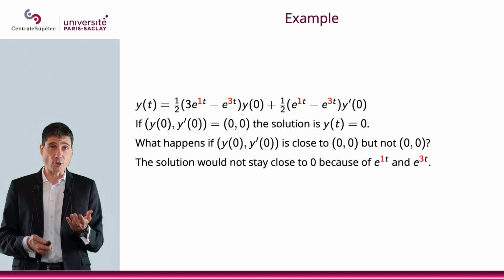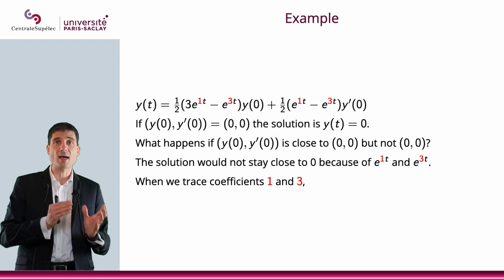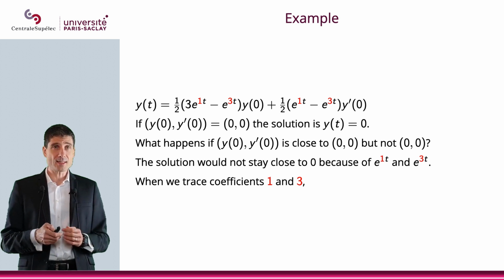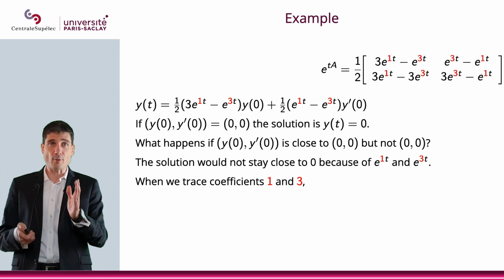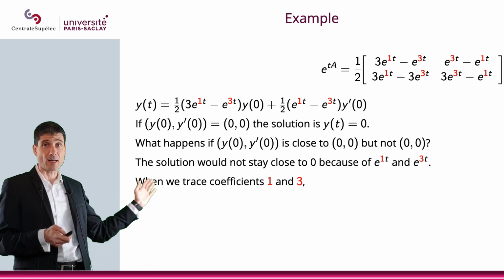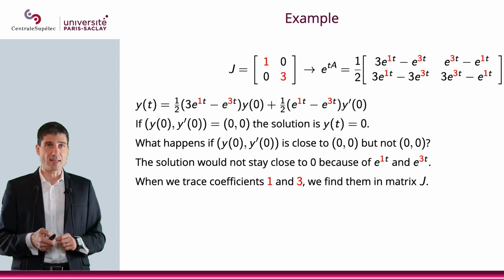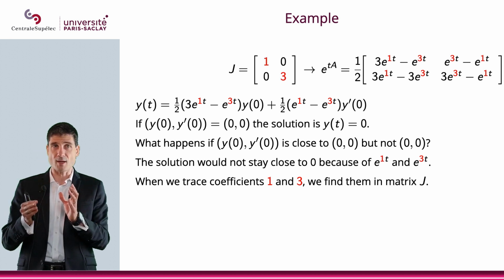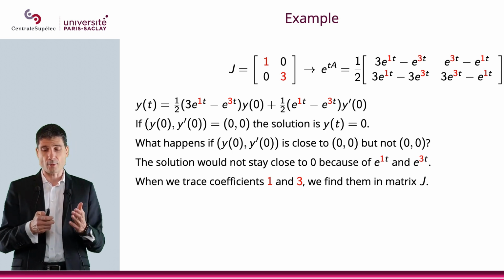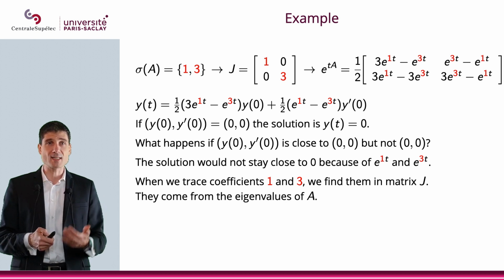Now, what's interesting to do is to trace these coefficients 1 and 3 to see where they come from. Well, let's trace them. So remember the exponential, the 1 and the 3 were basically there. I just put them in red so we can see where they come from. And as a reminder, this was coming from the diagonal, Jordan matrix. I had a 1 and a 3, which in turn was coming from the spectrum of the matrix A.